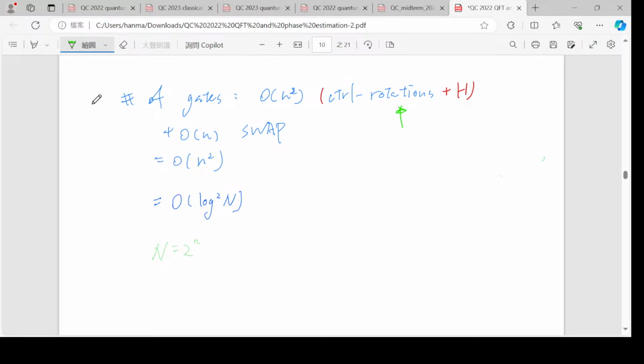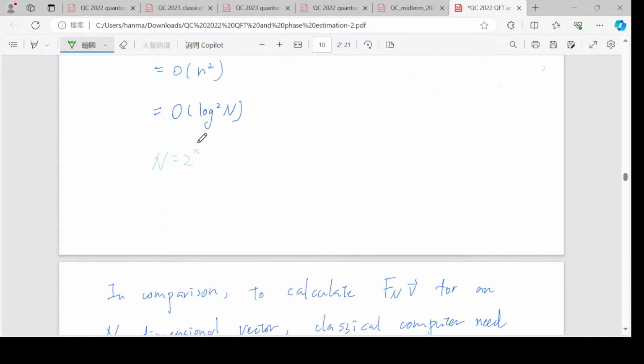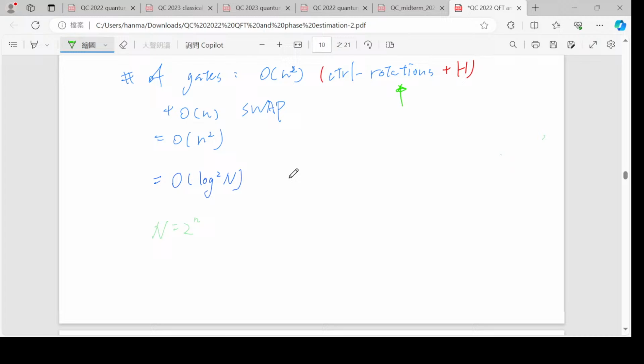Now going back to big N, that's log squared big N. Remember, big N equals 2 to the n. So this is how many gates we need to use to do the quantum Fourier transform.